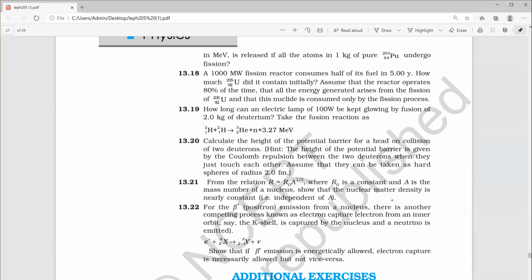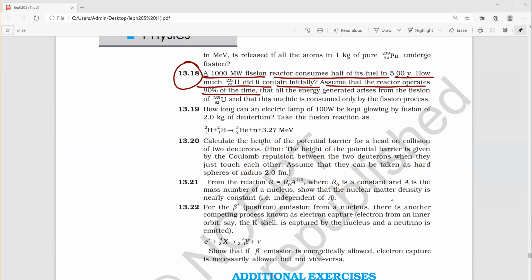So the next problem is 13.18. A 1000 megawatt fission reactor consumes half of its fuel in 5 years. How much uranium-235 did it contain initially? Assume that the reactor operates 80% of the time, that all the energy generated arises from the fission of uranium-235, and that this nuclide is consumed only by the fission process. So let us see how to calculate this one.